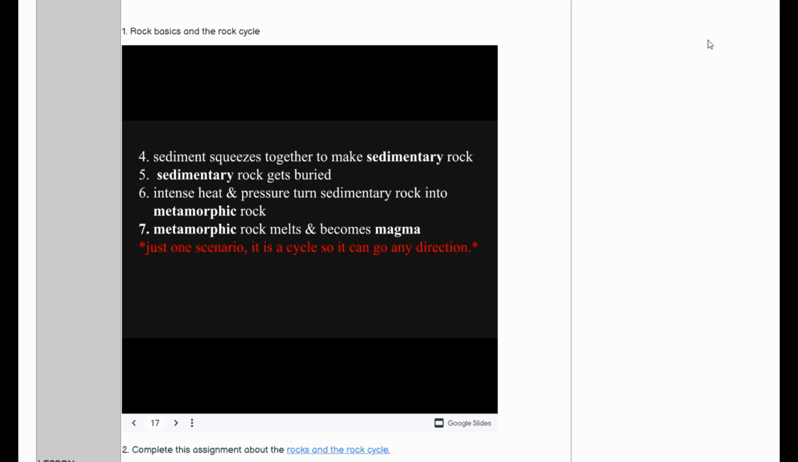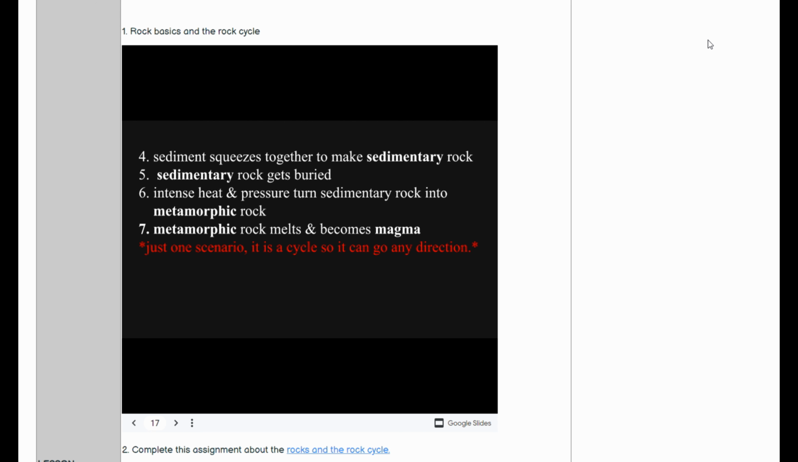The sediments are going to be squeezed together as they join up. They're going to form sedimentary rock. That sedimentary rock is going to be buried. It encounters large amounts of heat and pressure. The deeper it gets into the earth, into those lower regions of the crust, it's going to encounter heat and pressure. That's going to change the sedimentary rock into metamorphic rock.